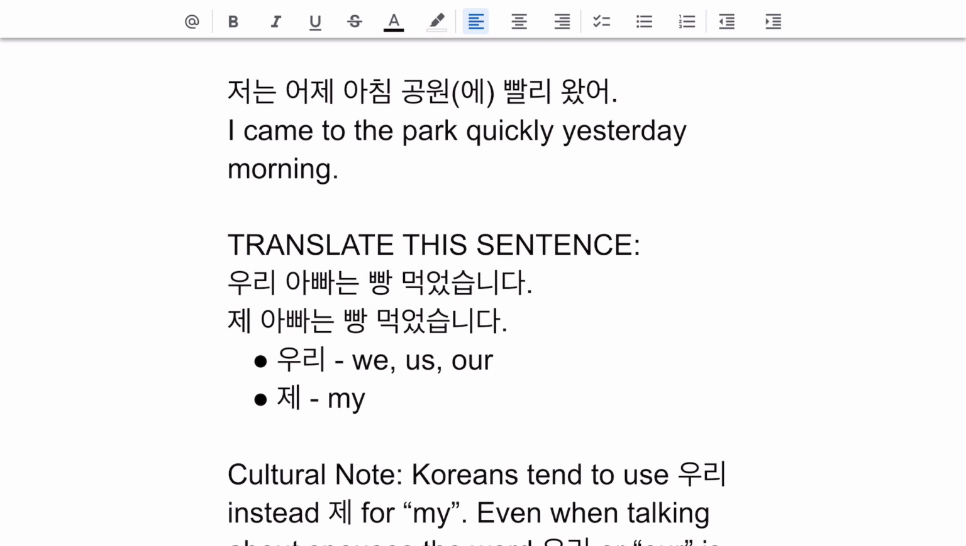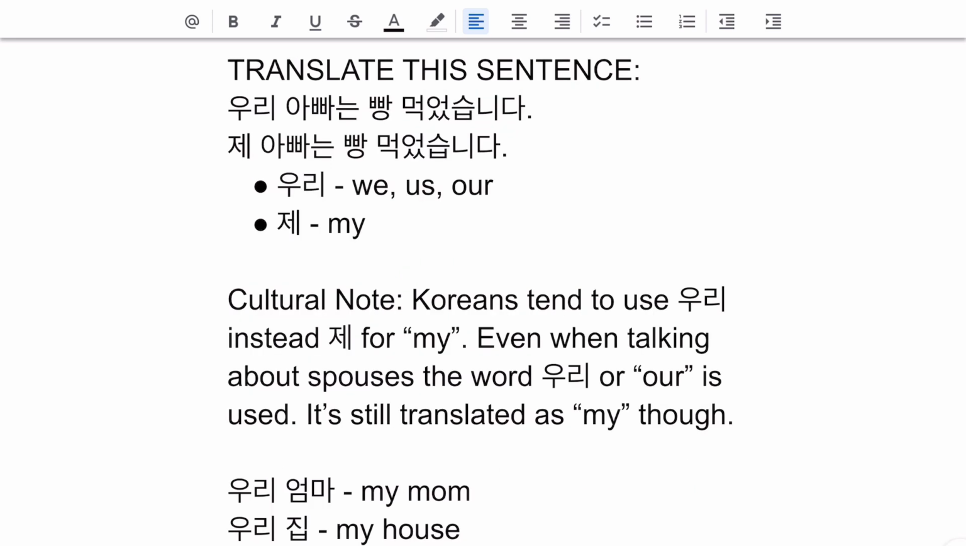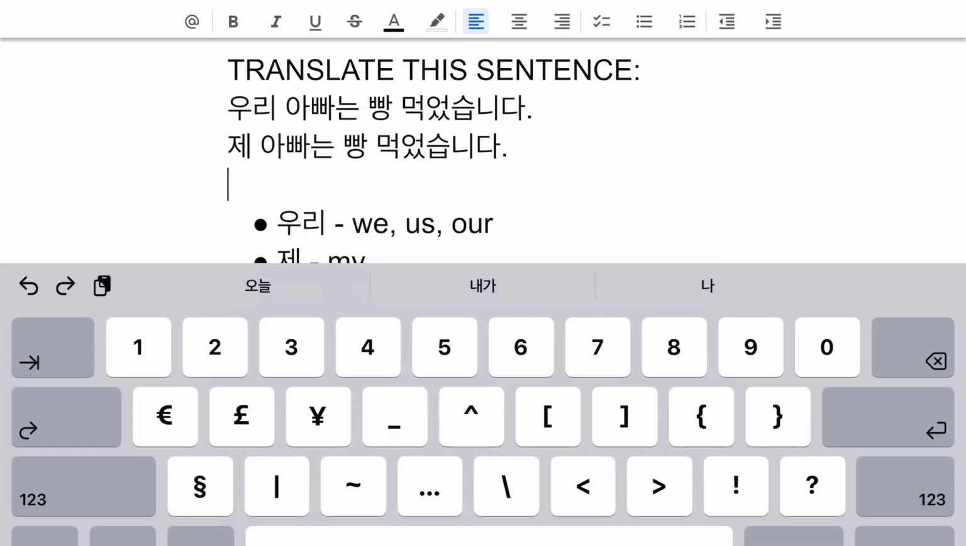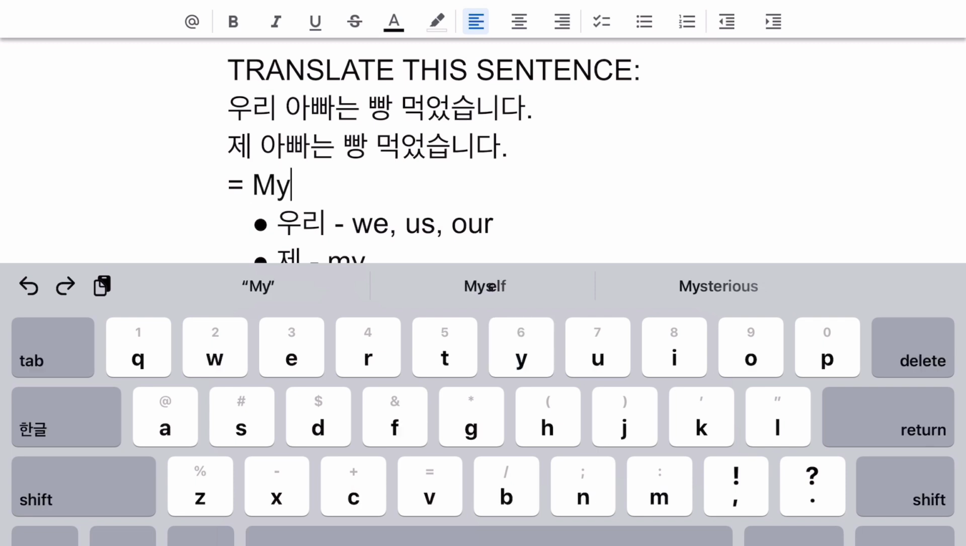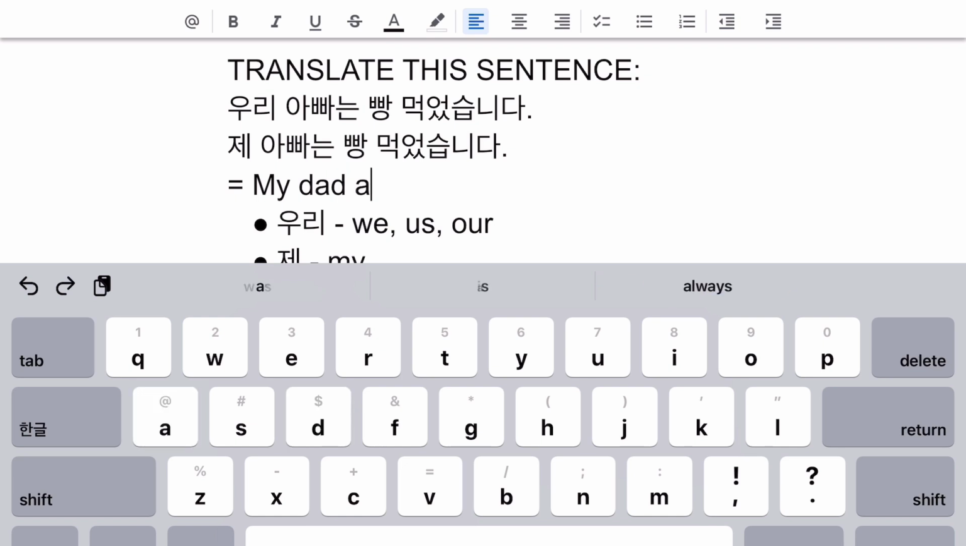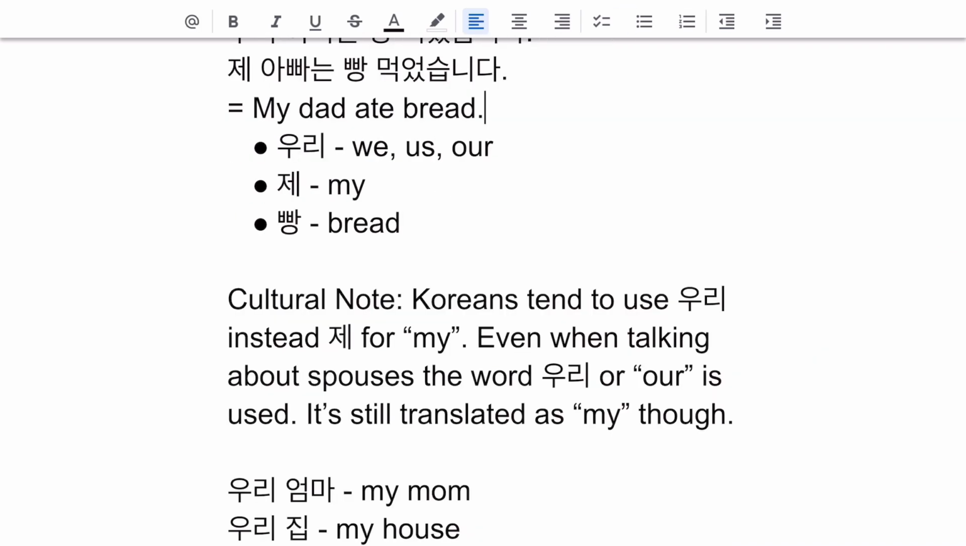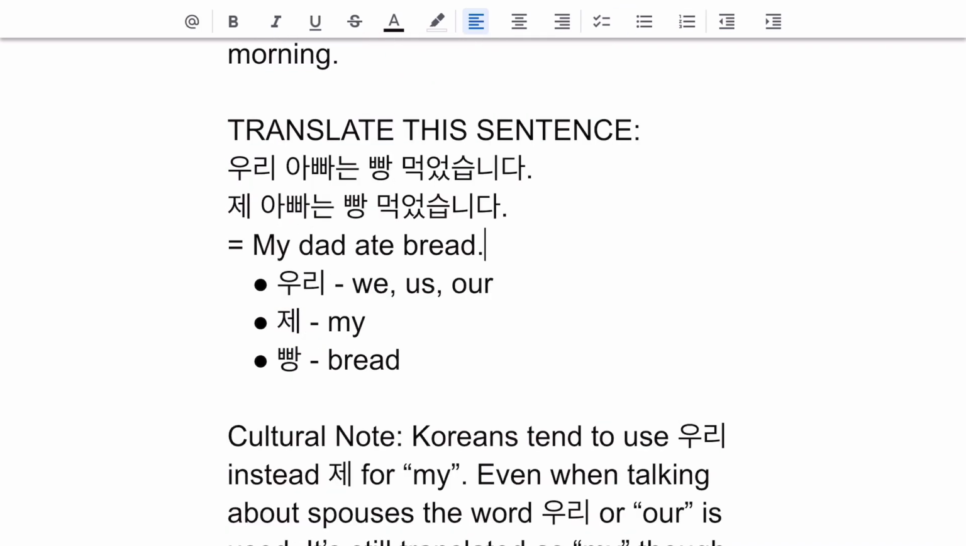And then we have 에 again, marking the location, if you know about location markers. And then this one we had to translate into English. Should have made this more obvious. 우리 아빠는 빵 먹었습니다. 제 아빠는 빵 먹었습니다. So this actually is going to be: my dad ate bread.